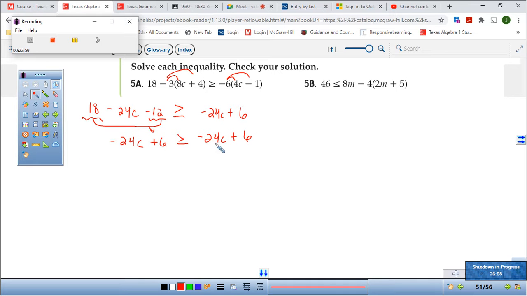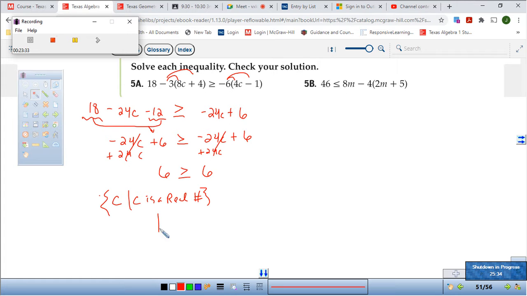I would go ahead and do what here? Say you didn't recognize which is smaller. I'm going to add 24c. This would cancel out, leaving you with 6 is greater than or equal to 6. That's true. We're going to go with C is the final answer, such that C is a real number. Now, regarding this part, guys, a real number means any number you can think of. You can put all real numbers like that, too. Going once, going twice. What do y'all think about that one?